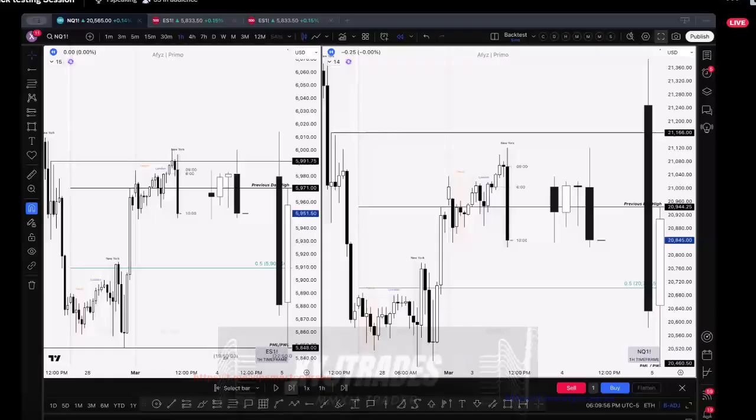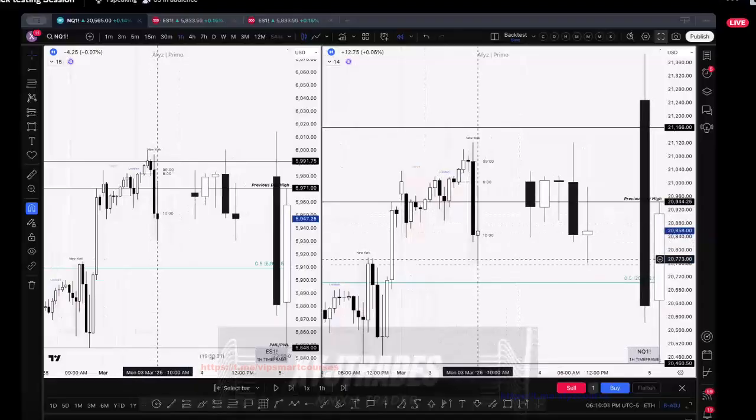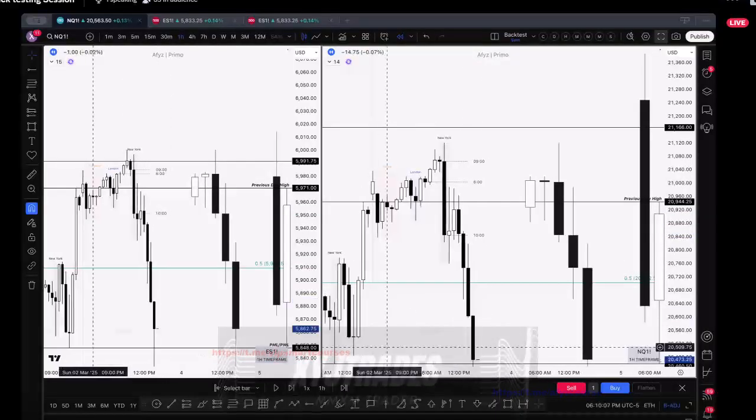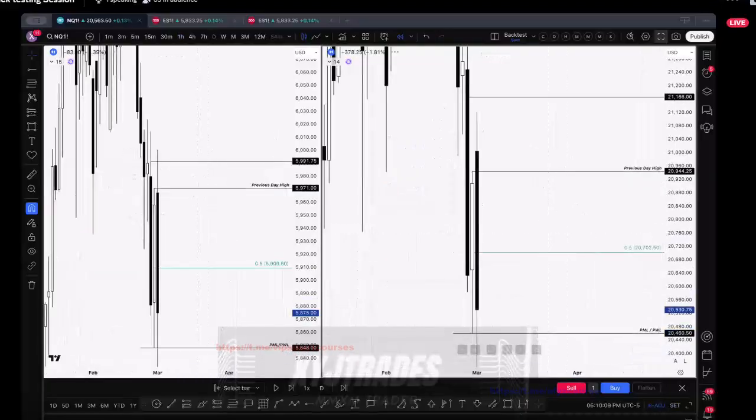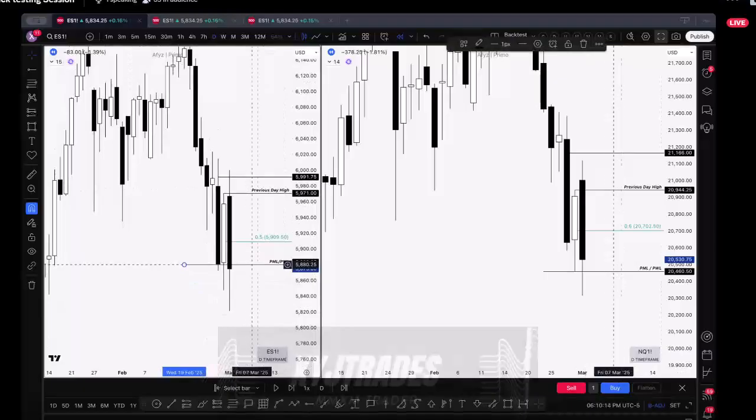So we let this play out. 8, 9. The only trade I could have taken yesterday, which we talked about, was 10 a.m. But again, we knew we had a bearish bias after this, so we let it play out. So that was yesterday. My trading model didn't appear on the sell side of the market.